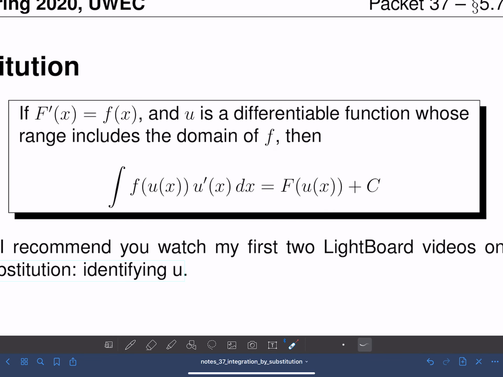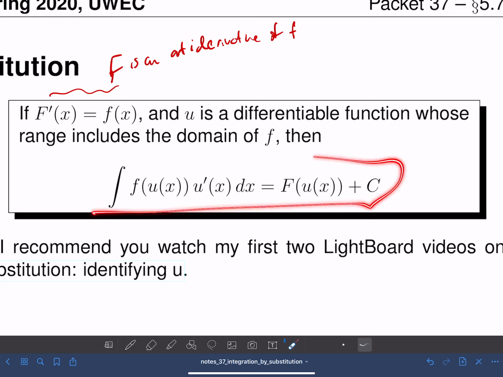So the method of substitution then says some hypotheses right here. This is a theorem. It's the worst spelling of the word theorem ever. Whatever. So if capital F prime is equal to little f, so I have a derivative antiderivative pair, all that really says is that capital F is an antiderivative of lowercase f. And I have u, a differentiable function whose range includes the domain of f. That's just a restriction necessary so that we don't accidentally include infinite discontinuities or points where functions are not defined or something like that. Then I have this statement right here, which is exactly what I wrote on the previous slide. So the integral of f of u times u prime is equal to capital F of u of x plus c.